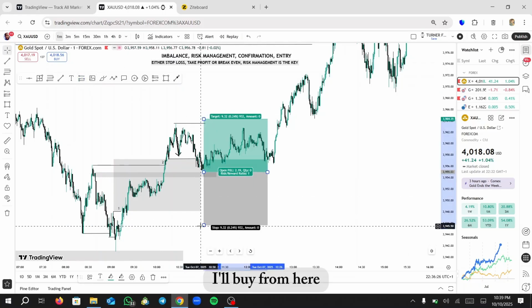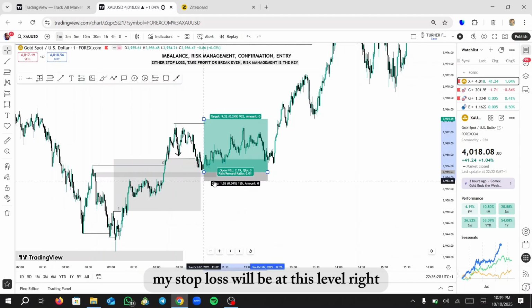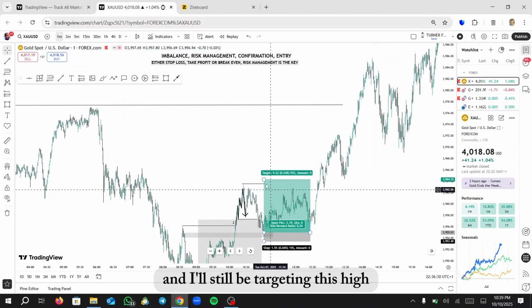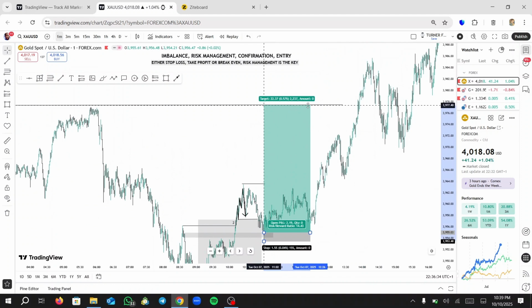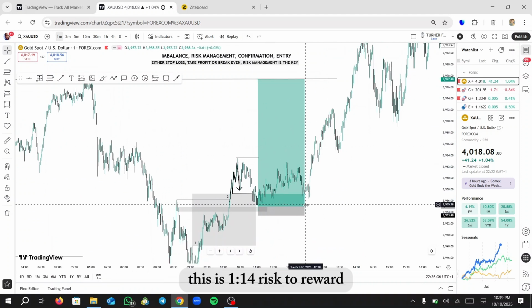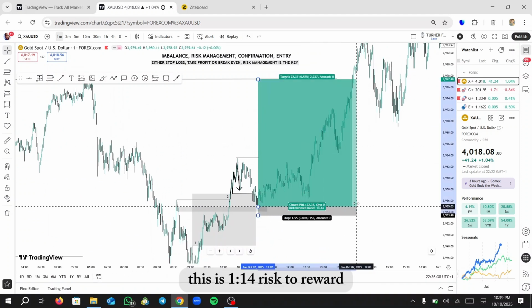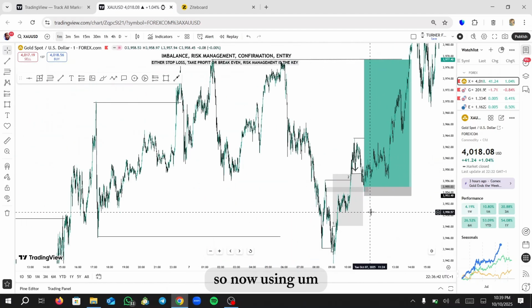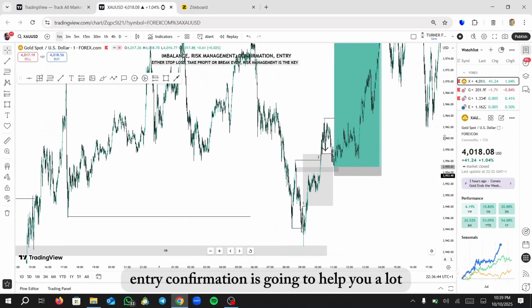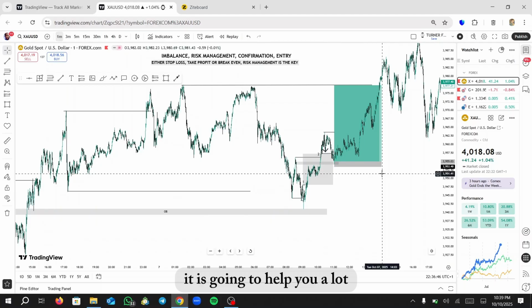I'll buy from here. My stop loss will be at this level. And I'll still be targeting this high. This is 1:14 risk to reward. So now, using entry confirmation is going to help you a lot. So that is for gold.